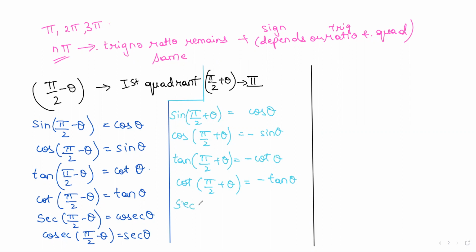Sec of pi by 2 plus theta. Sec will get converted into cosec, and cosec is positive in the second quadrant. So this value will be equal to positive cosec theta.